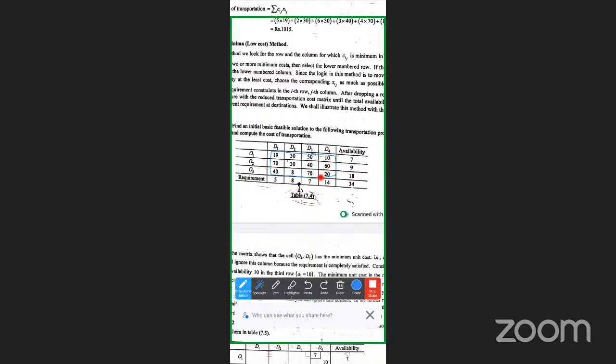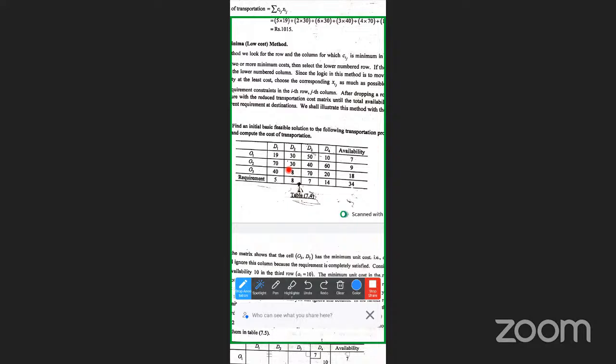So by using the least cost entry method, in all the costs we can choose the least cost: 19, 30, 50, 10, 70, 30, 40, 60, 48, 70, 20. In all these elements, which is the least? 8 is the least. So this is the least, O3D2. So O3D2 is the minimum unit cost.